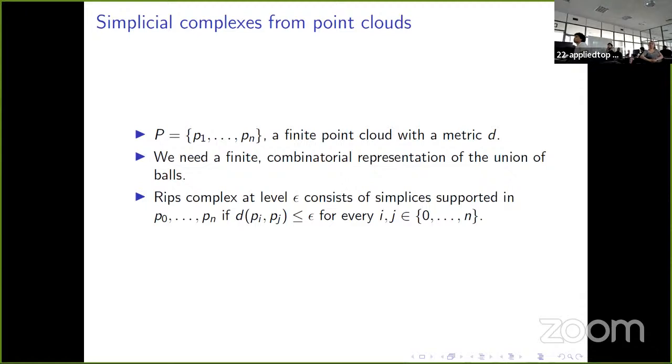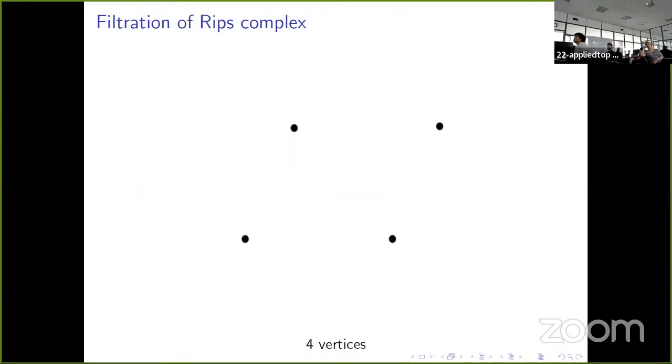But we can also attribute to every simplex the first epsilon from which we see it, which will be exactly the diameter of that simplex, or the maximal distance between vertices. And I will call this value the filtration value of a simplex. Okay? So let's actually see a simple example where my point cloud consists of 4 vertices.